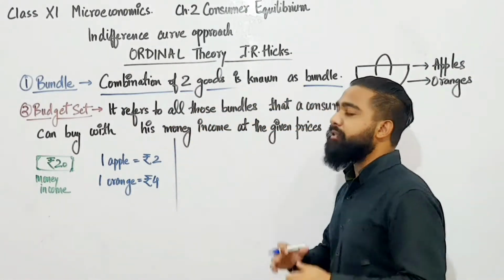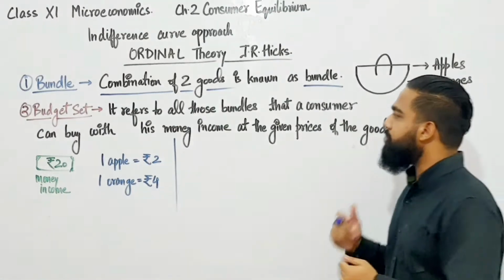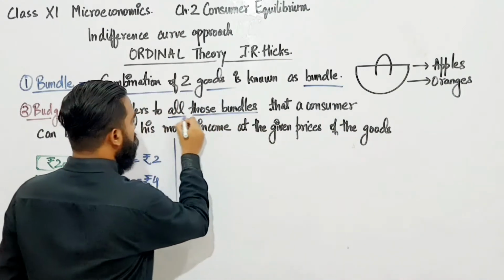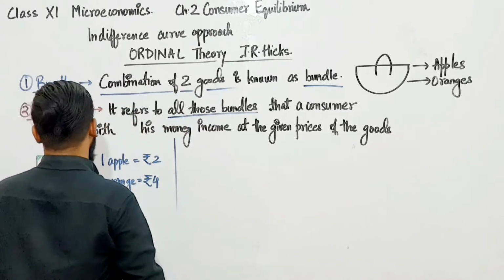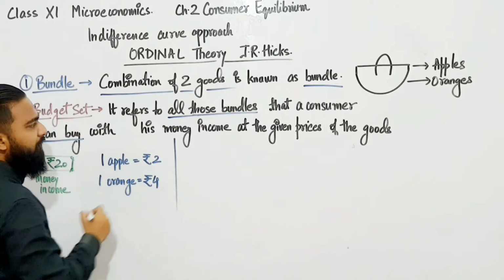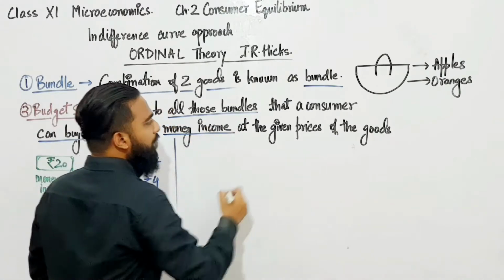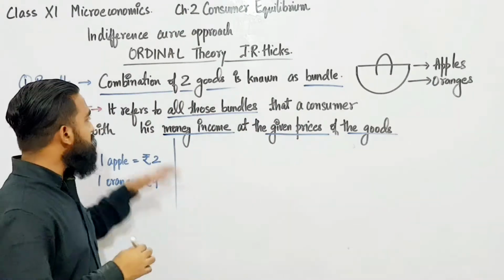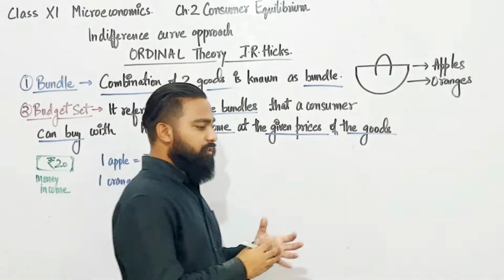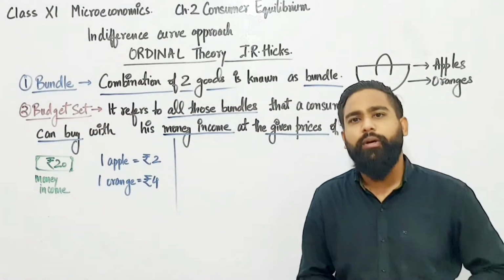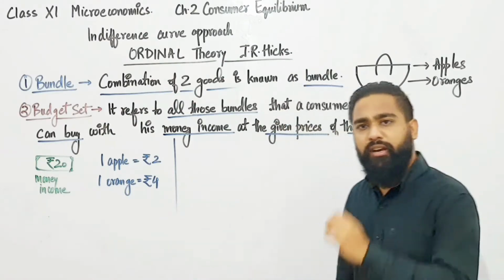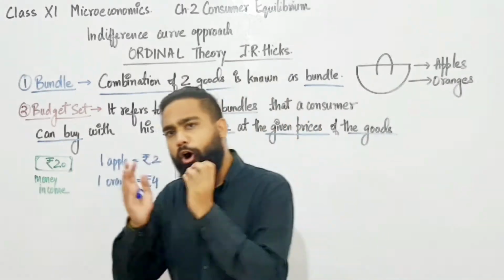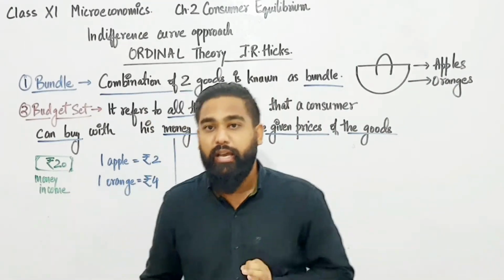Now the second topic is bundle set. Now what is bundle set? It refers to all those bundles that a consumer can buy with his money income at the given prices of the goods. It is all those bundles which a consumer can buy with his given money income at the given market prices. He can buy all those goods, but within his income.